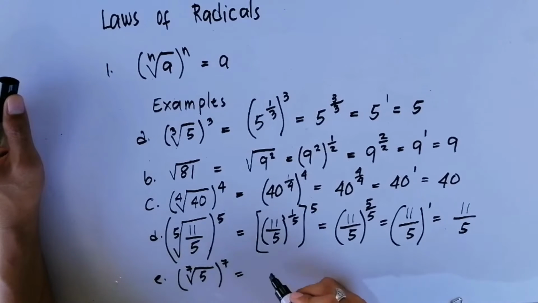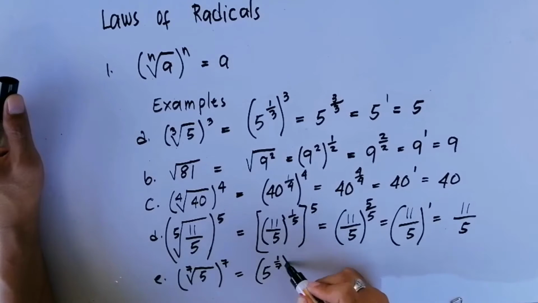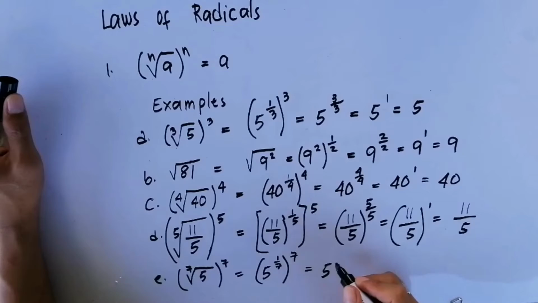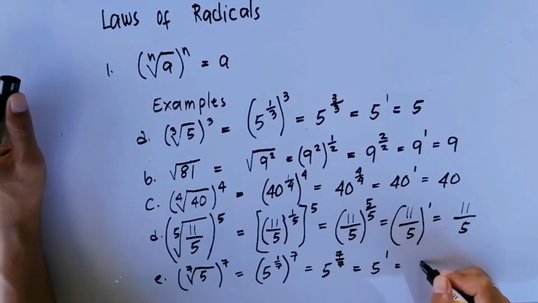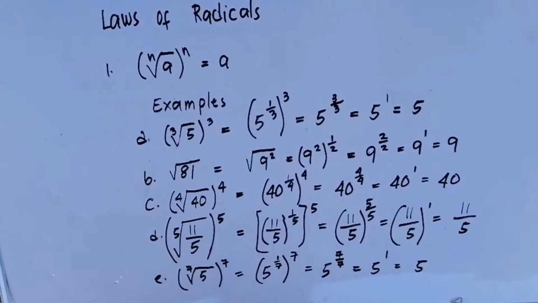So this one is 5 raised to 1 over 7 raised to 7. So that is equal to 5 raised to 7 over 7. So that is equal to 5 raised to 1. So that is equal to 5.